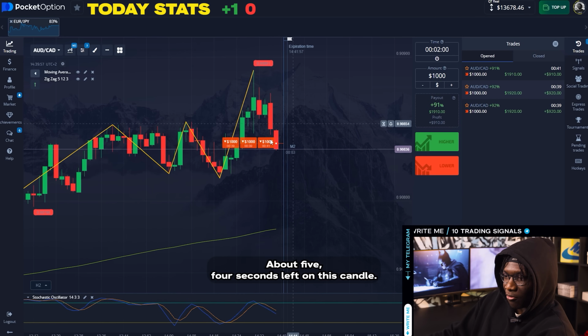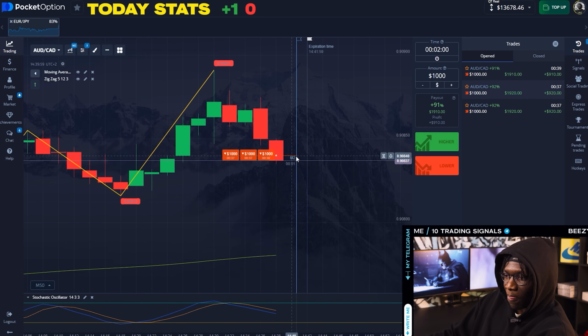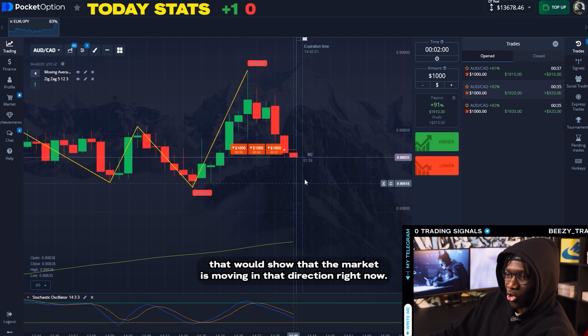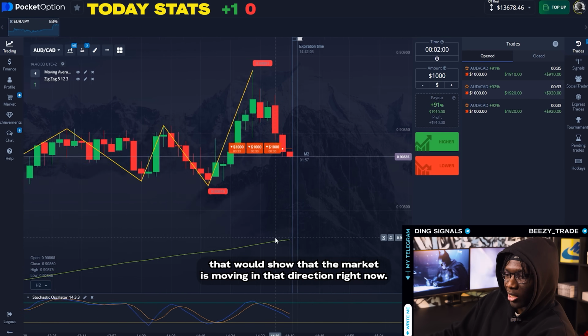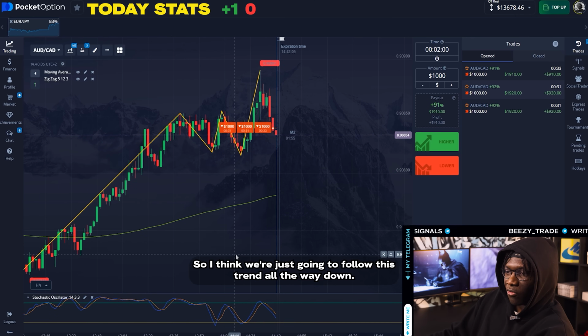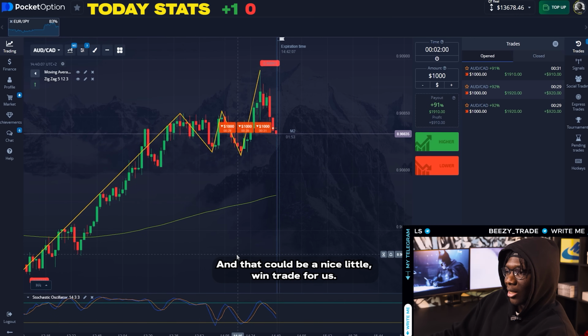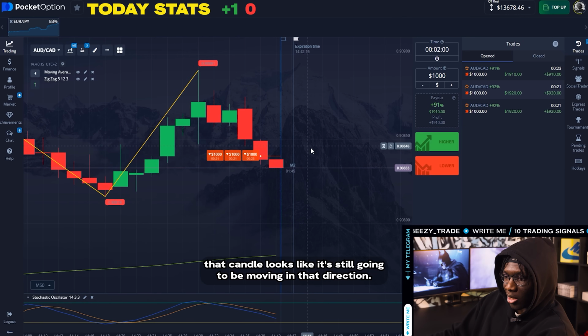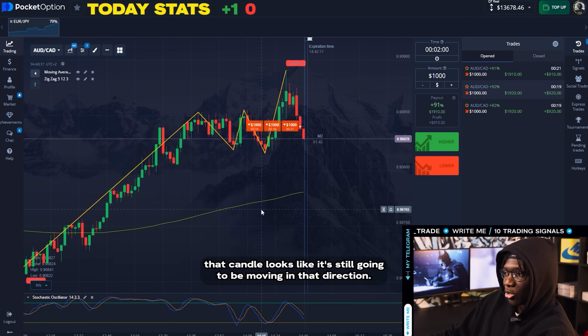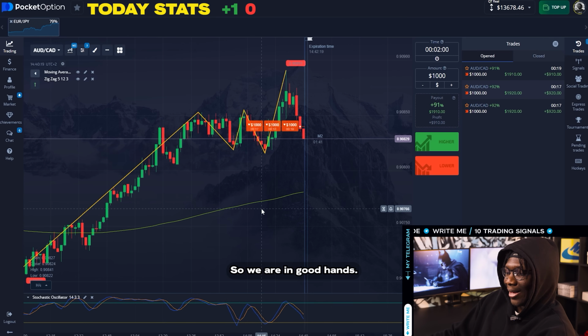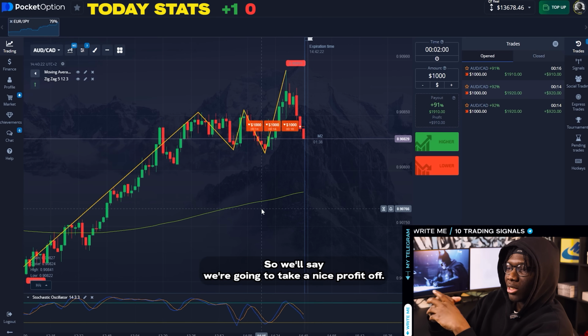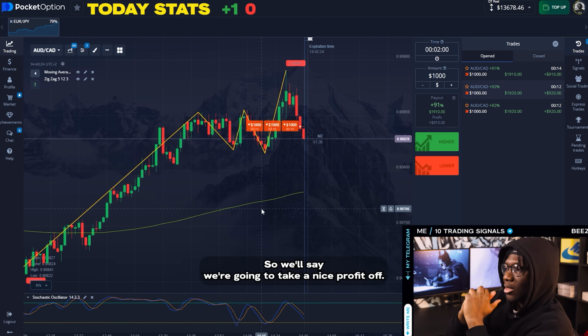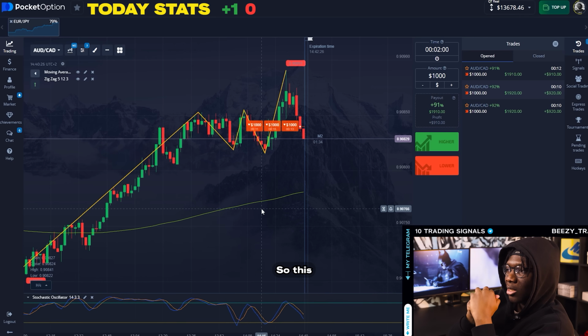And as you can see here, looks like we're in good hands. We have about 4 seconds left on this candle. I don't see anything that will show that the market will move in the other direction right now. So I think we're just going to follow this trend all the way down, and that could be a nice little win trade for us. With 24 seconds left, that candle looks like it's still going to be moving in that direction. So we are in good hands. So it looks like we're going to take a nice profit off of this.